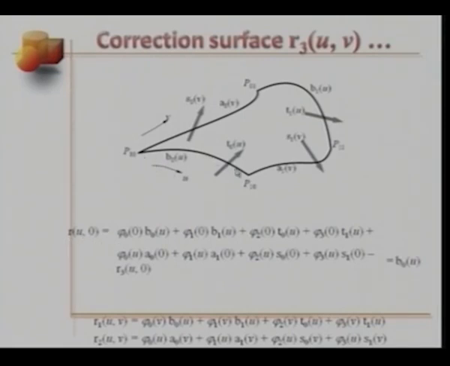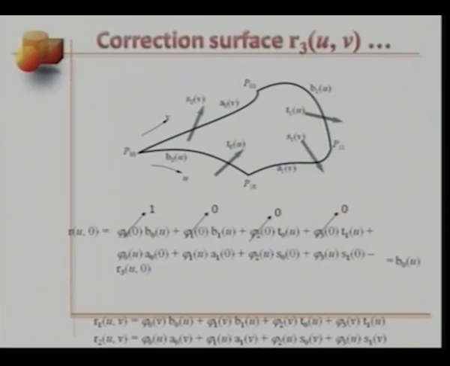This is this bounding curve, b0 of u. Okay, let's analyze this a little further. If you remember your Hermite cubic functions, you would notice that phi 0 of 0 is 1, and all the other three will be 0.